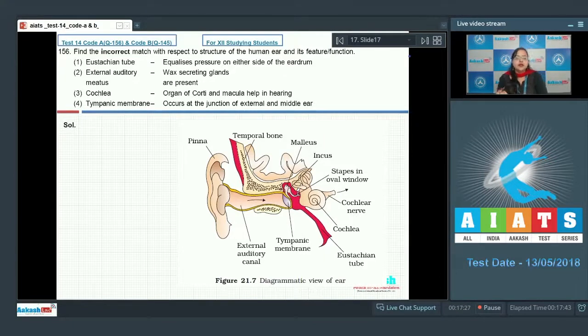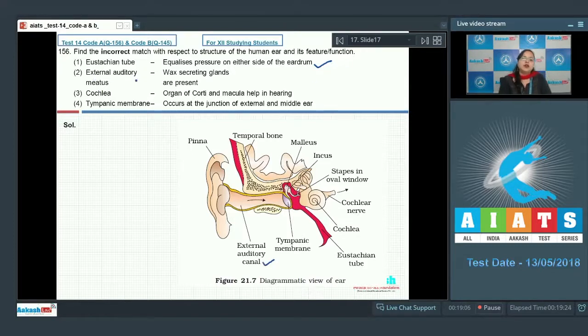Question 156. Find the incorrect match with respect to the structure of human ear and its feature or function. So very first option is given eustachian tube, and its function is given equalizes pressure on either side of the eardrum. This is a correct match here. Eustachian tube allows air to enter or leave the middle ear, thus maintaining the pressure in middle ear equal to that of the atmospheric pressure, and it equalizes pressure on either side of eardrum. So option first is a correct match here.